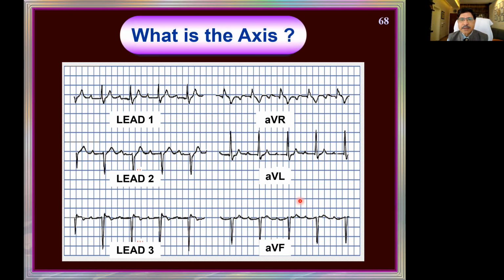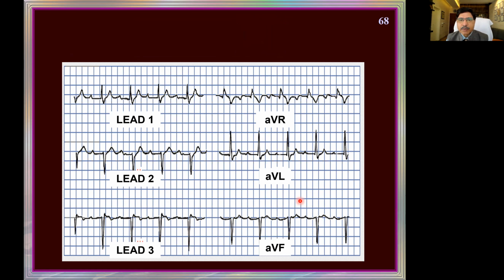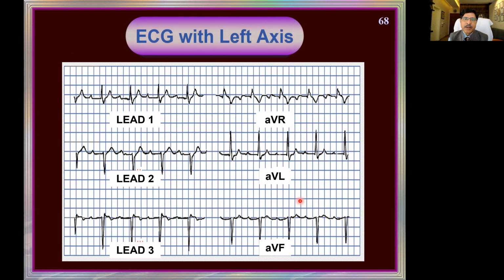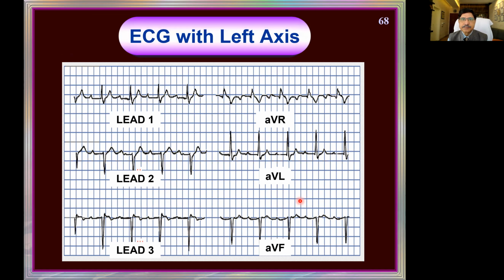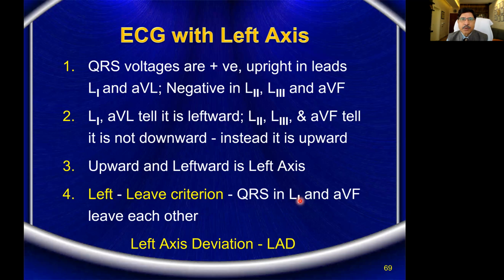What is the axis here? Each ECG you see, immediately question what is the rate. Then automatically get used to knowing how to pin the rate. And what is the axis? Left axis. Why left axis? QRS voltages are positive and upright in leads 1 and AVL, negative in the inferior leads. L1 and AVL tell me it is leftward. L2, L3, AVF tell me it is not downward. Instead, it is upward. Upward and left is left axis, left leave criterion. QRS in L1 and AVF leave each other: left axis deviation.